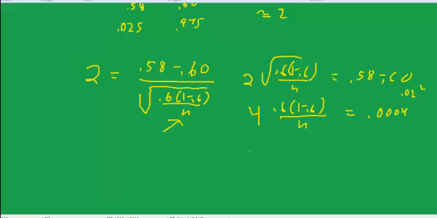And then we would multiply by n and then divide by whatever this thing is over here. So we get 4 times 0.6 times 1 minus 0.6 is equal to 0.02 squared times n, and then we divide by the 0.02 squared, and then we'll come up with our answer. And that's how we solve for a case of the missing n.